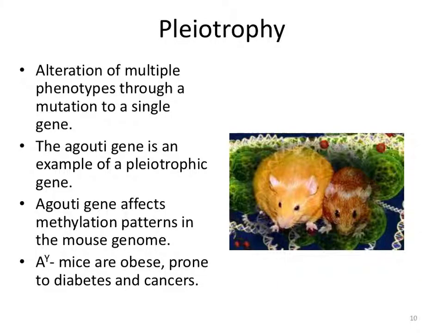The agouti gene is a really fascinating gene, and there have been a lot of studies done looking at it. It's an example of a gene that has a lethal allele, but it's also an example of something called pleiotropy, or a pleiotropic gene. And that means that alteration of multiple phenotypes can occur when you have a mutation to that single gene. The agouti gene is the classic example of this, and in part, here's why.